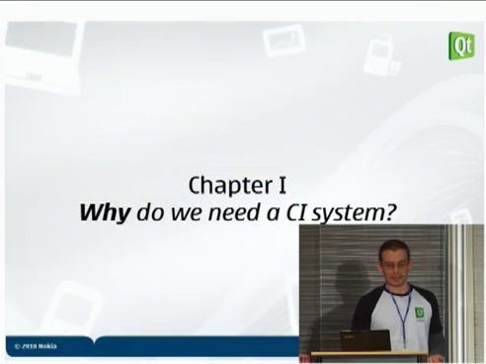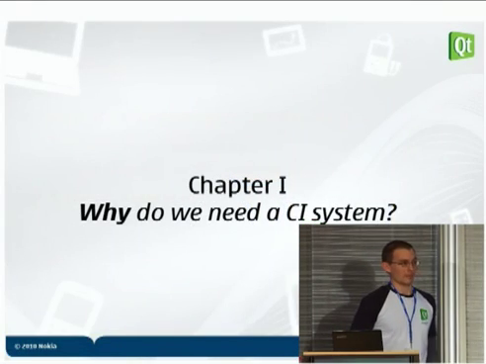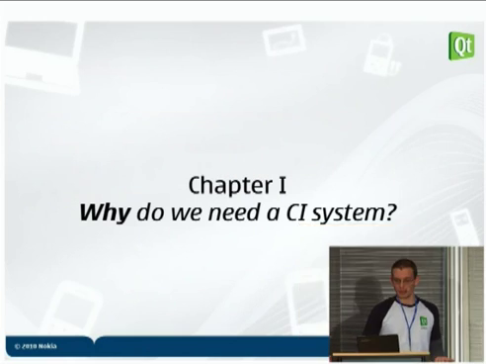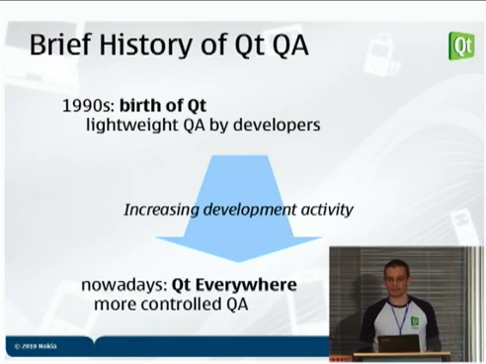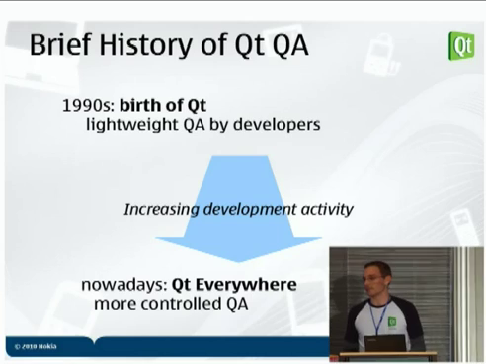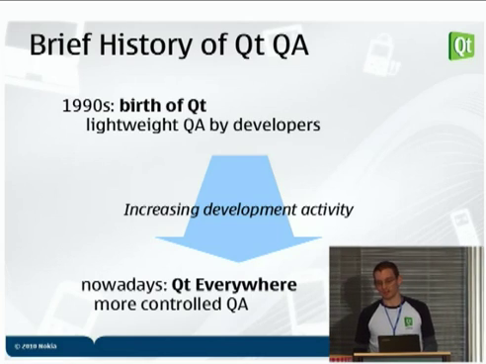Okay, so let's get right into the first section. Why do we need a continuous integration system? Well, I want to go right back to the very early days of Qt. So 1991, Qt 1 was released, and the very first development of Qt was done by two guys working out of their home, financed by their wives.